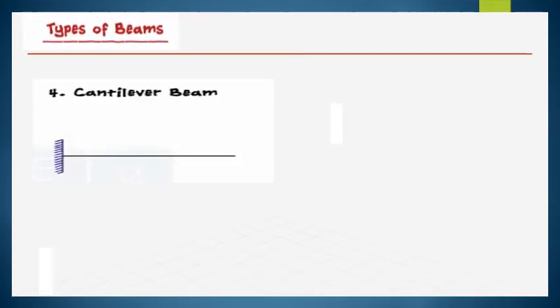Next is the cantilever beam. The cantilever beam is a beam with one end fixed and the other end free. We know that the fixed end offers three reactions: horizontal, vertical and the moment. It restricts all three kinds of motion.